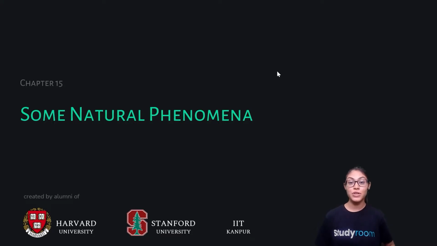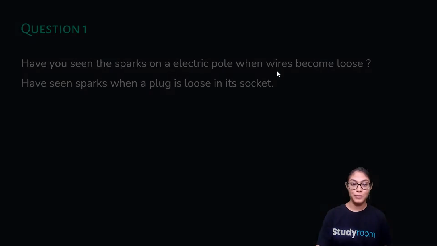So in this video, we are going to start with a very interesting chapter, that is some natural phenomena. Now, what is this natural phenomenon? In our daily lives, we experience some things which happen naturally, some actions which occur in the environment naturally. No man makes it happen. So these constitute natural phenomena. Let's get started with this chapter.